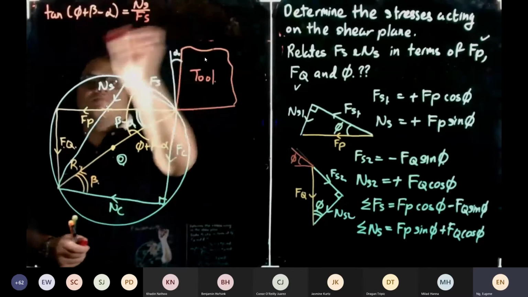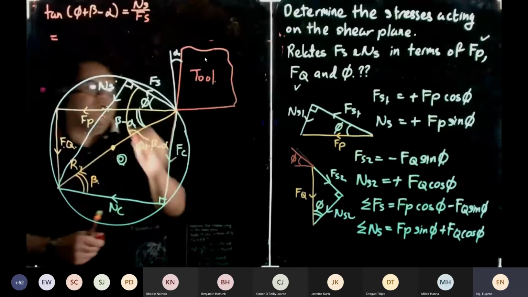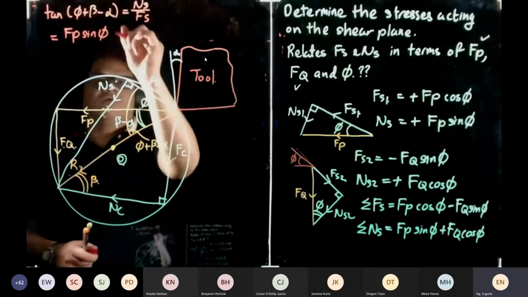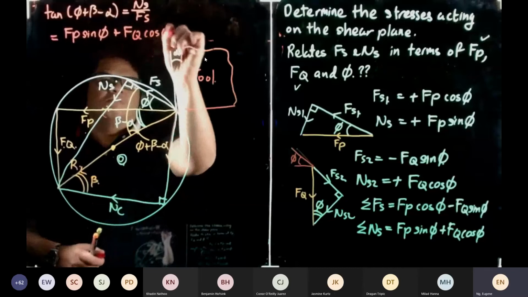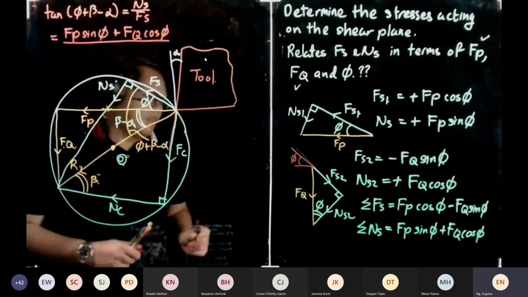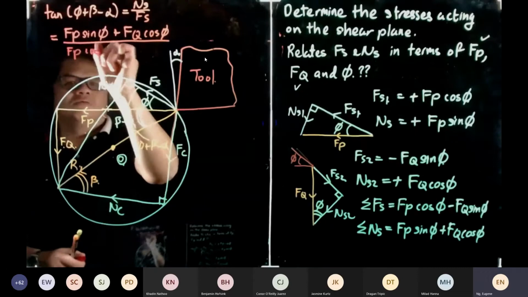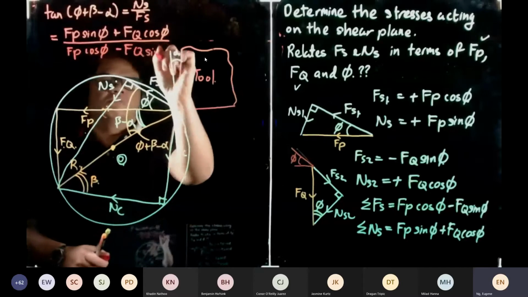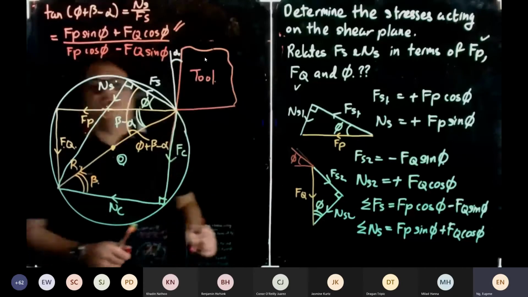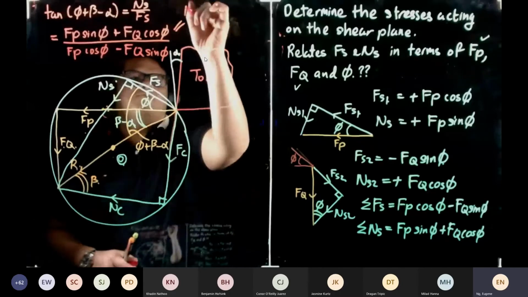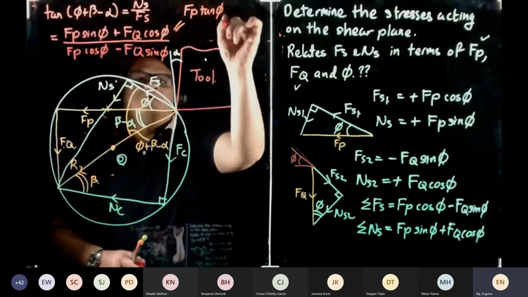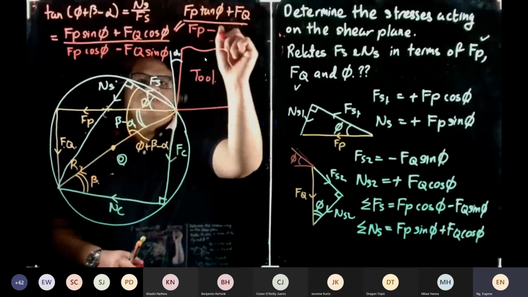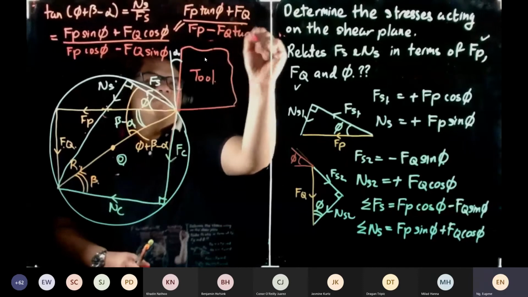over Fs. So we know that Ns is Fp sine pi plus Fq cos pi, and then the whole thing divided by Fp cos pi minus Fq sine pi. Then all this you divide by cosine pi. So it's Fp tangent pi plus Fq, divided by Fp minus Fq tangent pi.